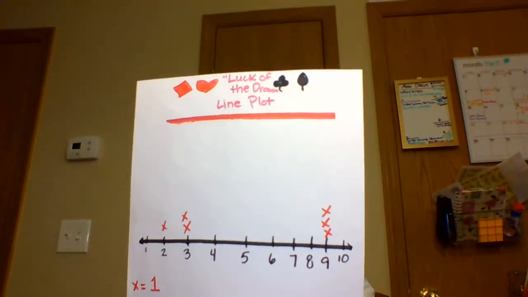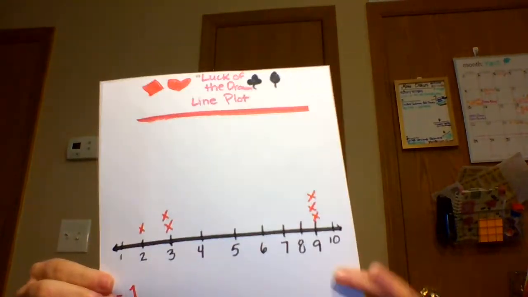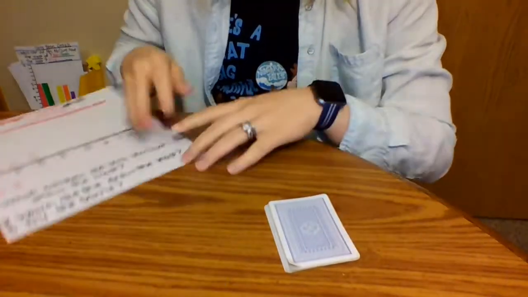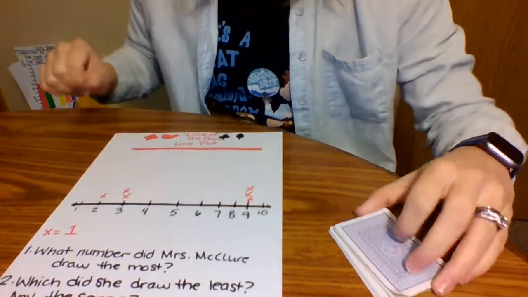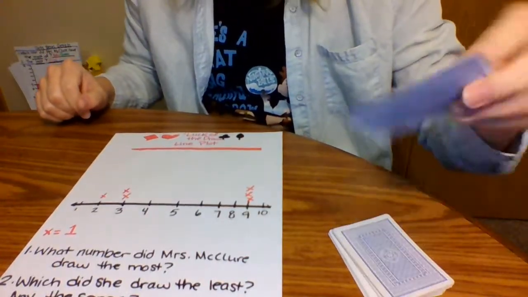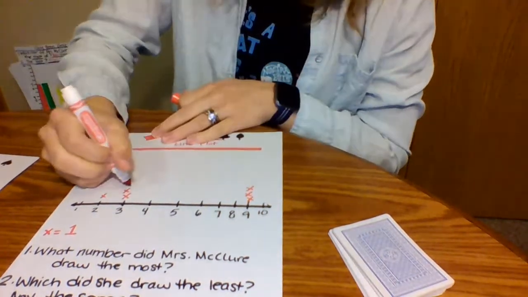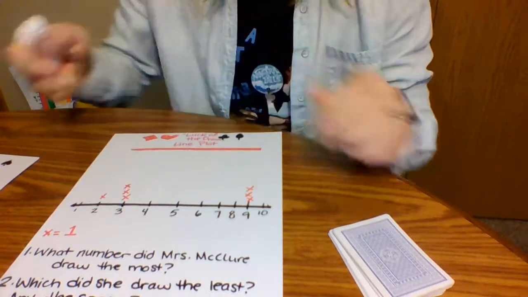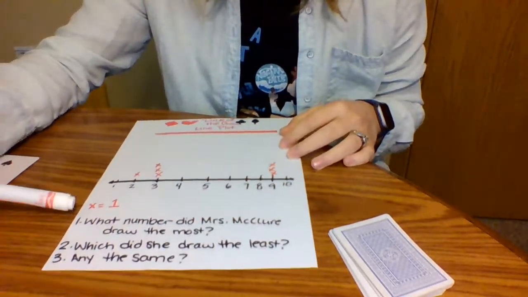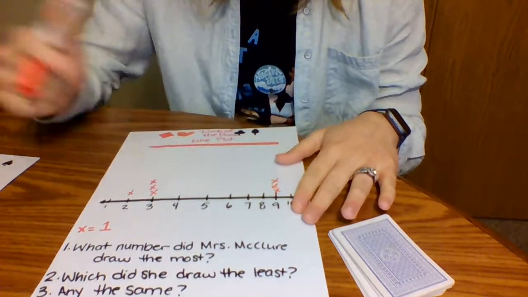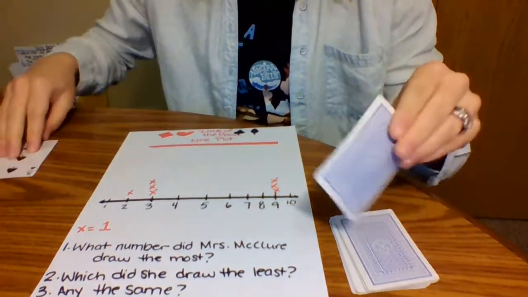So I'm going to do a couple more samples so you guys can see how I'm creating the graph. And you guys can follow along with me. So I'm going to fix the camera here so you can watch what I'm going to do. So here's my cards over here, and I'm just going to pull one, and then we're going to mark it on the graph. And I have some questions down at the bottom. What number did I pull the most? Which number the least? And are there any that are the same? So just keep those in mind as we go through.